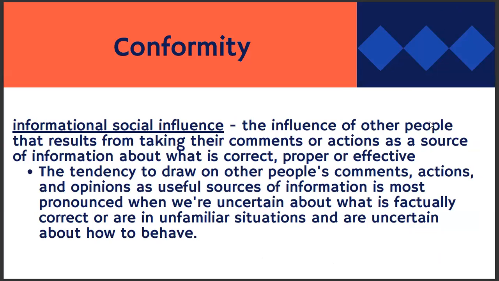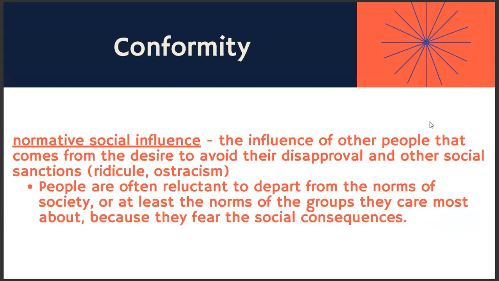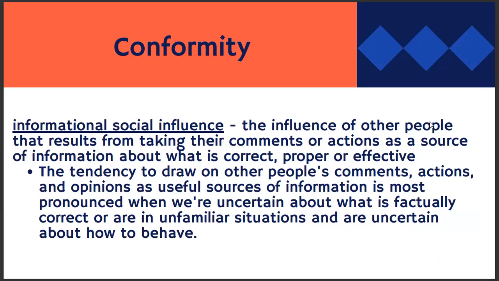Okay, so there's two types of social influence under conformity that we're going to talk about. The first is informational, and the next is normative social influence. So informational is exactly what it sounds like: you're using information from other people to make a decision, to act a certain way, to think a certain way. So the influence of other people that results from taking their comments or actions as a source of information about what is correct, proper, or effective.